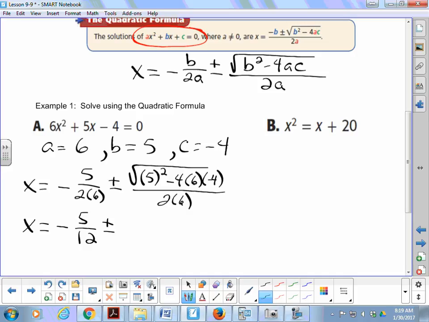But the one thing that I would do is always calculate this as one piece, not the square root, just the number underneath the square root, okay? So don't put the square root on your calculator, just put 5 squared minus 4 times 6 times negative 4. And we'll worry about the square root after that.